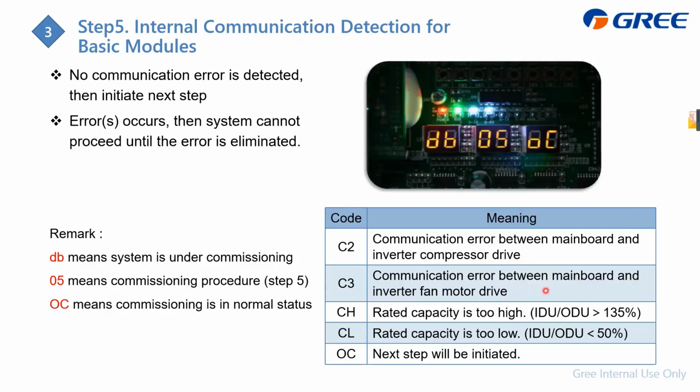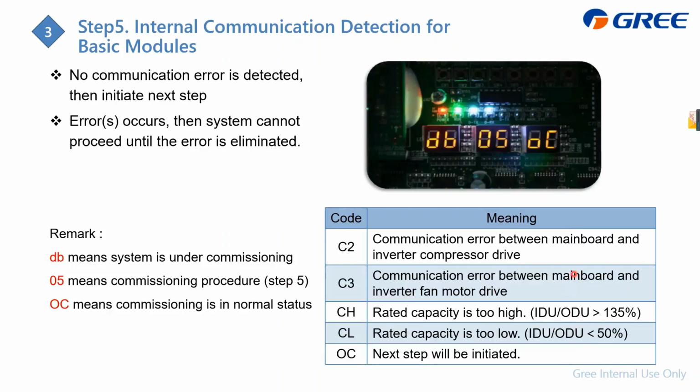And under step 5, the unit also detects the capacity ratio. Our requirement is from 50% to 135%. If it is out of this range, in step 5 it cannot display OC. It means it cannot pass the commissioning. So we should be in this range, from 50% to 135%.